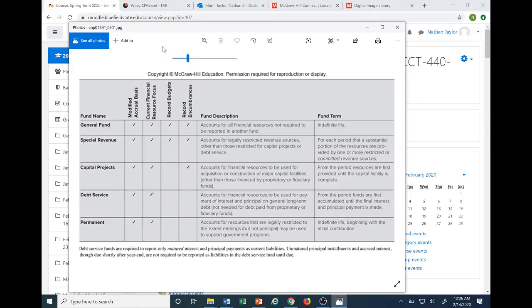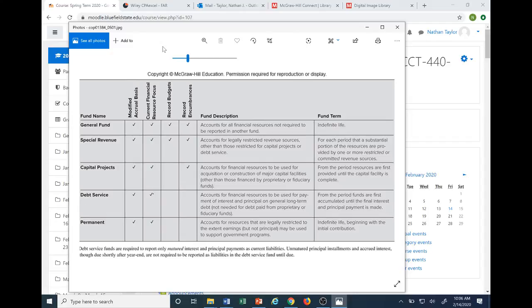Lastly is the permanent fund. It uses both modified accrual and current financial resource measurement focus, and it does not record encumbrances or a budget. It accounts for resources that are legally restricted to the extent earnings but not principal may be used to support government programs. It's got an indefinite life beginning with the initial contribution.